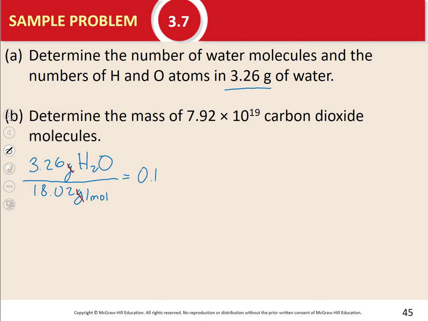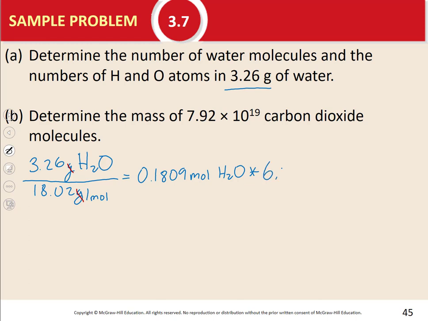I'm getting 0.1809. And now I'm at moles of water. So now that I'm at moles, what's the next jump? Good. Multiply by Avogadro's number. That will take us to the particles, which in this case, what's our particle? Are we at atoms or molecules? Molecules. Good. H2O is a molecule.